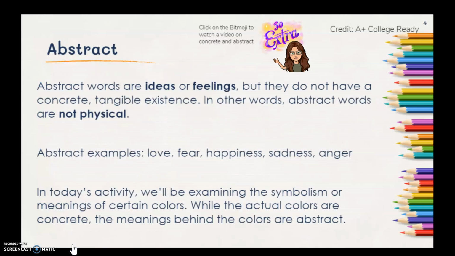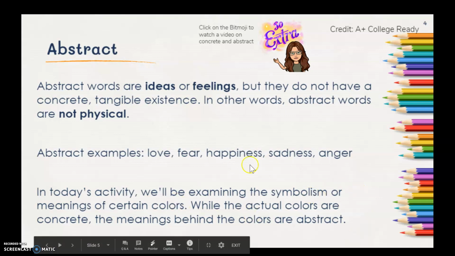Now, the abstract is a little harder for people to understand because abstract is dealing with ideas and feelings. Abstract ideas and feelings are not physical. They are not concrete, tangible existence. Abstract is an idea or feeling. So here are some examples.